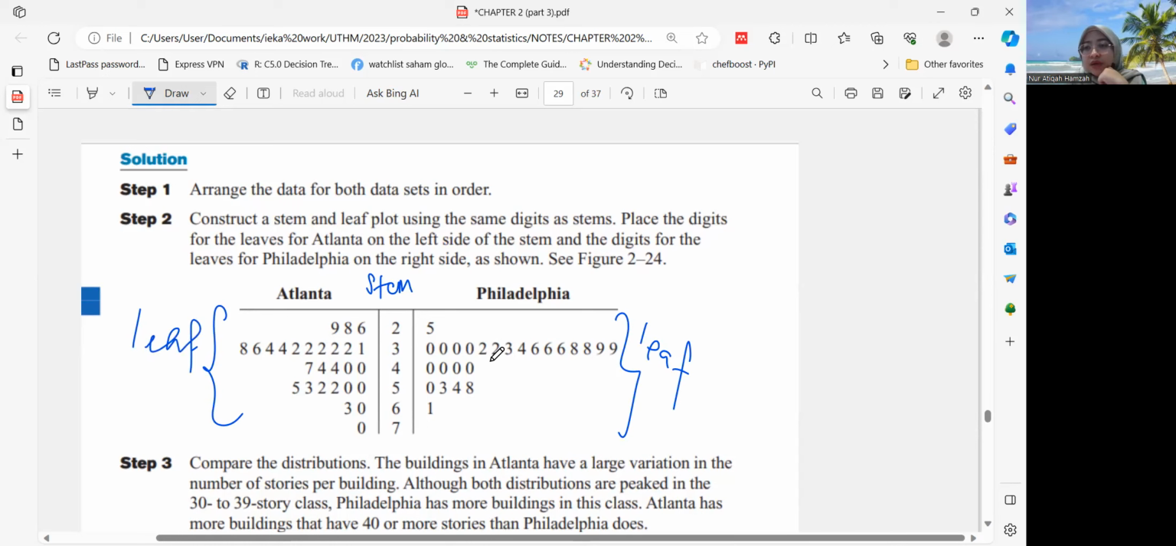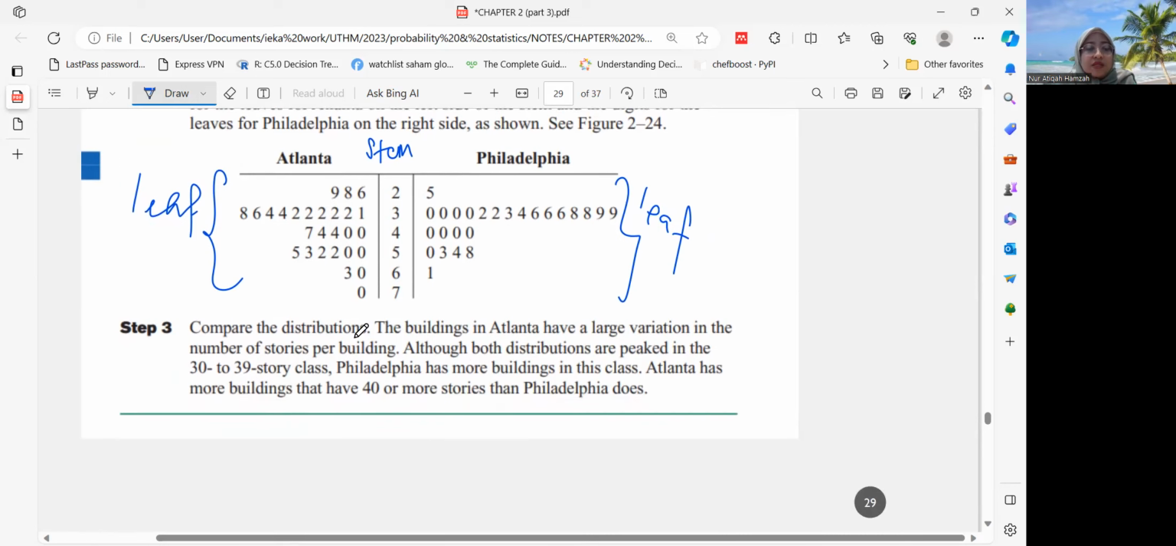Okay, this is a back-to-back stem and leaf plot. Cara dia sama je macam tadi, cumanya stem dia dah jadi kat tengah-tengah, leaf dia ada 2 cabang sebab dia nak bandingkan 2 data. Okay, so we compare the distribution.